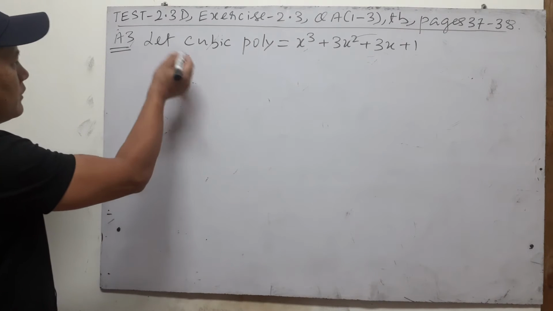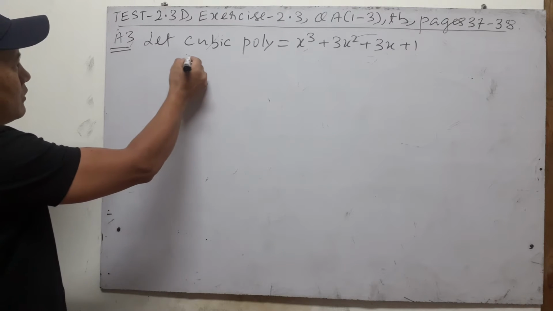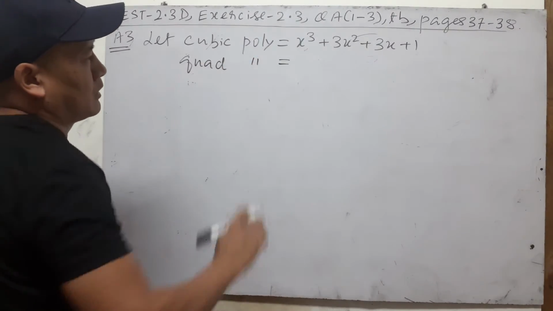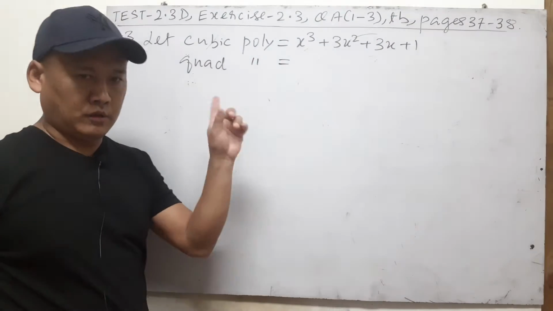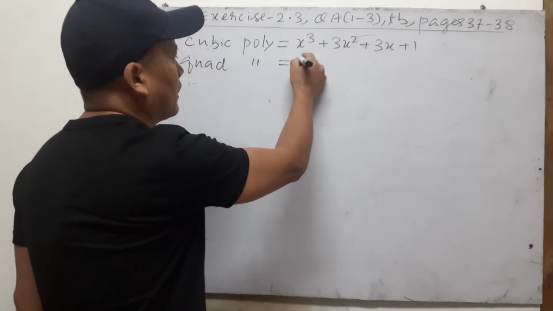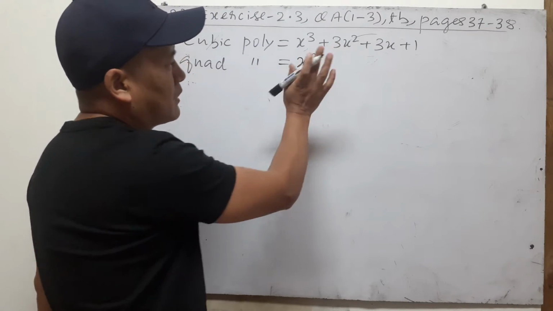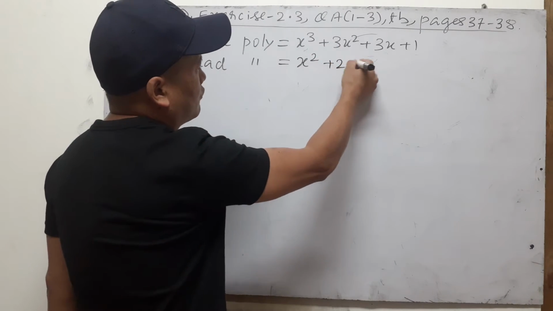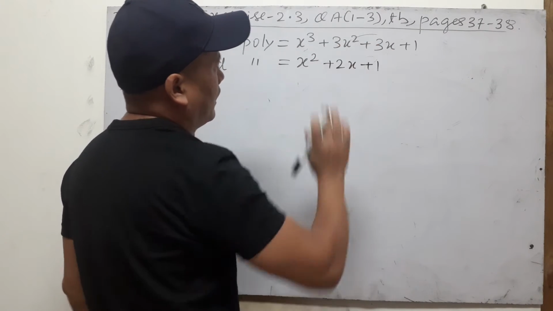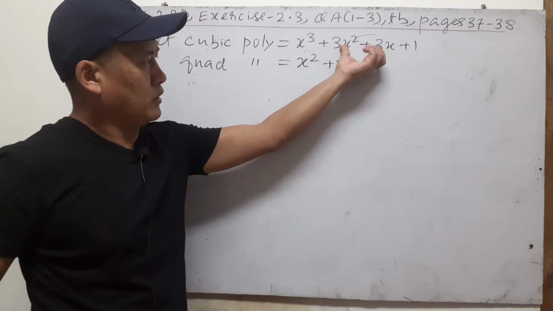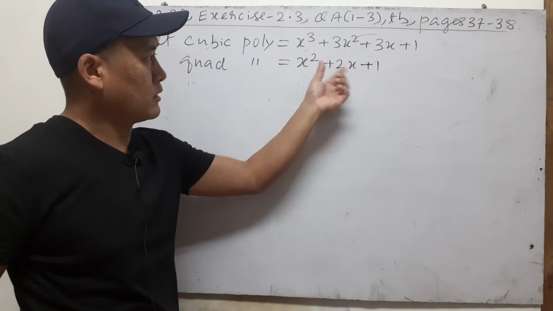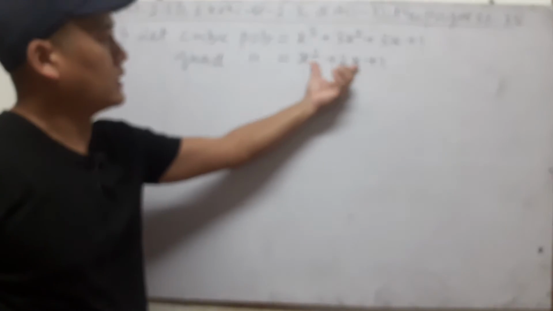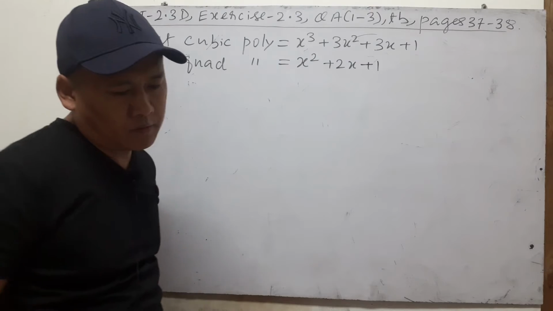And now divided by a quadratic polynomial. Cubic means the highest power is 3, quadratic means the highest power is 2. So I'm choosing intentionally, in the first case, x squared plus 2x plus 1. This is quadratic because the highest power is 2. So x squared, a quadratic polynomial, exactly divisible, I'm taking.